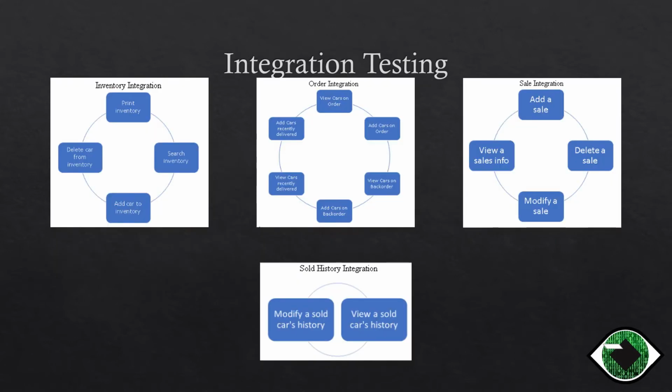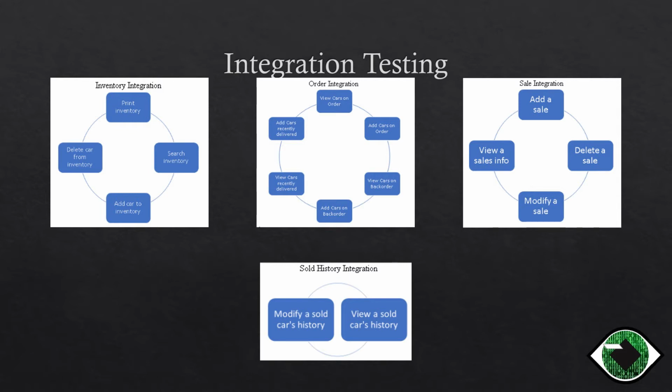So I handled the integration testing for our project. I was able to split it up into 4 main categories for integration that had similarities. The first one was integration of our inventory functions. I found that this consisted of the print inventory function, the search inventory function, add card inventory function, and delete card from inventory function.